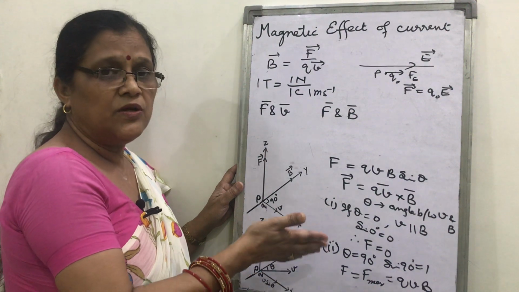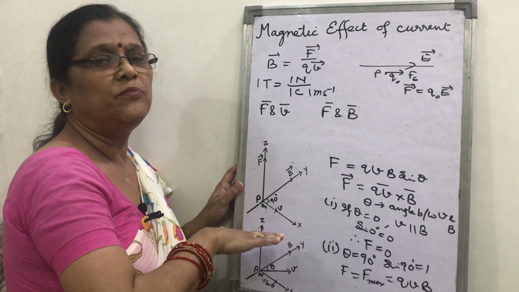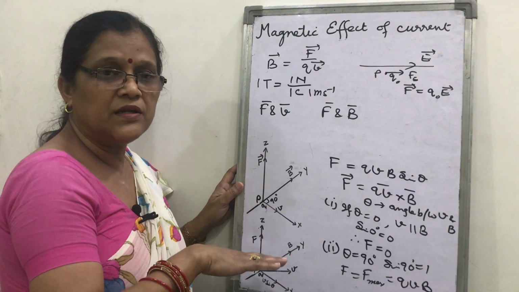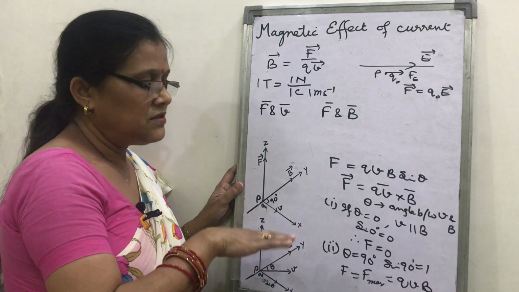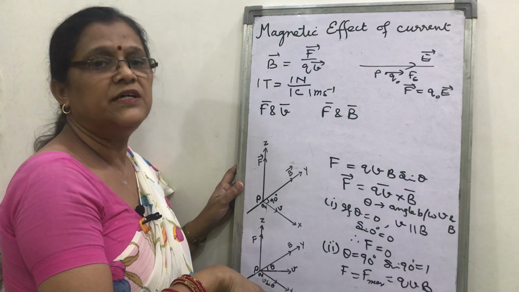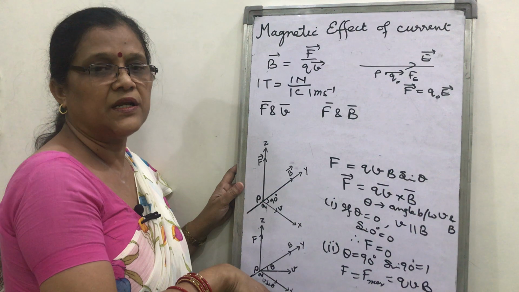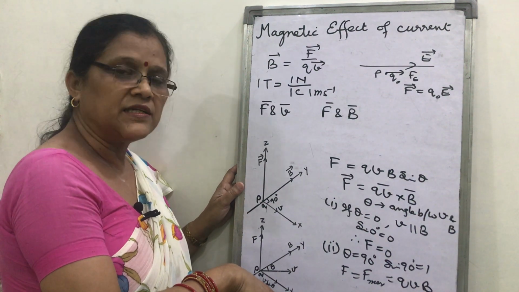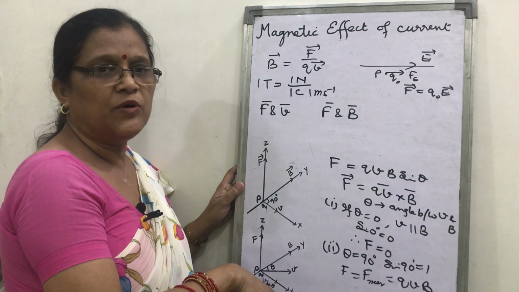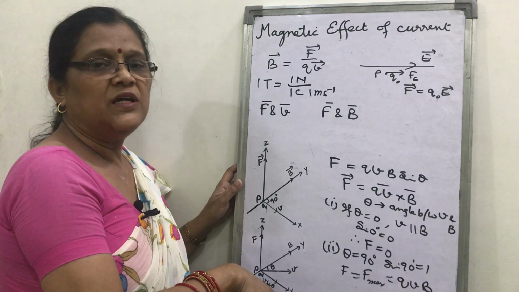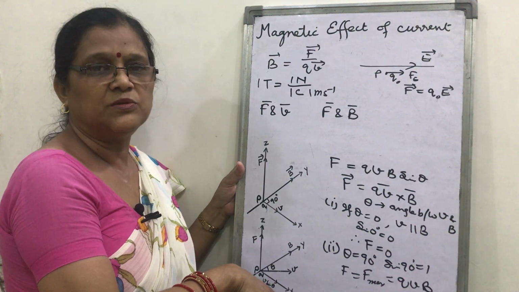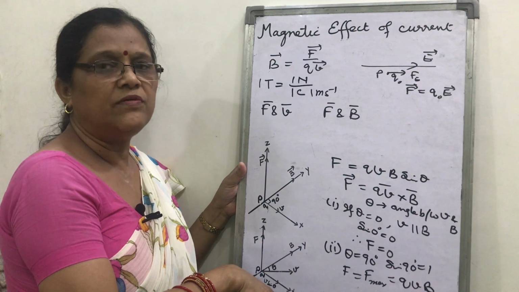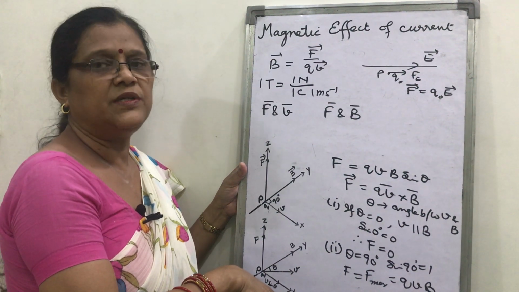So what happens? The force acts perpendicular to the motion of the charged particle. What does it mean? It does not change the kinetic energy of the charged particle. It does not change the speed of the charged particle. It can accelerate the charged particle only because acceleration is a vector quantity and requires direction also. So direction can be changed but not the magnitude of velocity. The magnitude of velocity is speed.